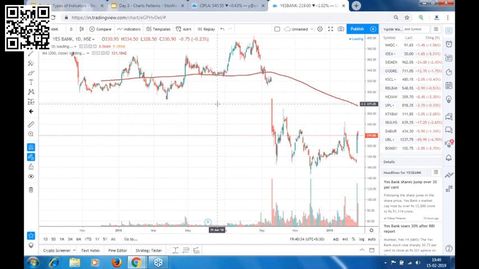Now suppose I apply another moving average, I make it 50. Whenever the short term moving average crosses the long term moving average, a buy signal is generated, as I told you. This is also known as a golden cross. Whenever the 50 moving average crosses the 200 moving average in an upward direction, it is called a golden cross. And you can see the rally in the stock.